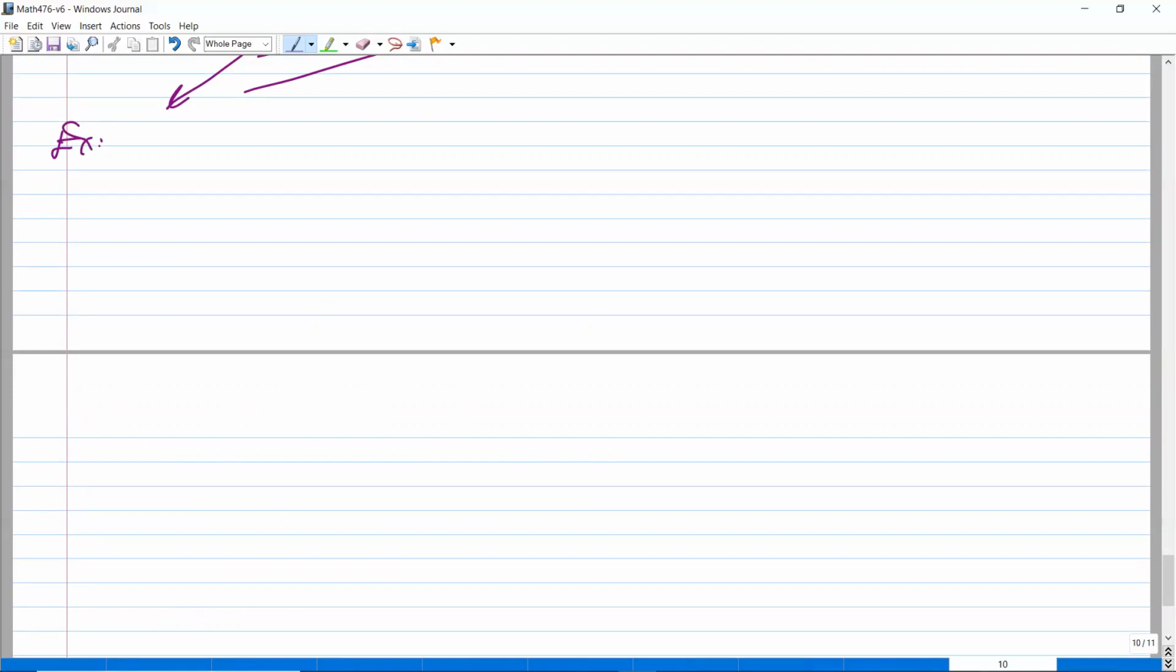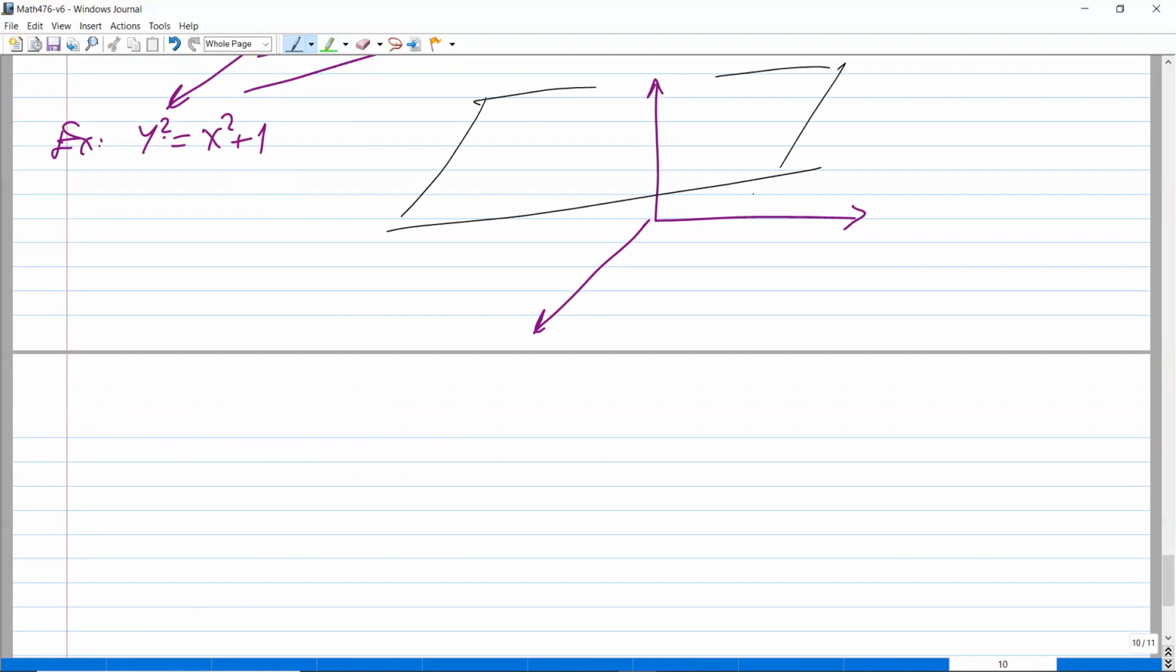In the book, let's take y squared is equal to x squared plus 1. Again, let's sketch this in the plane in R, this is 1. This is the equation of a hyperbola in the xy plane, something like that. And when you lift this upstairs, its images will be these hyperbola.